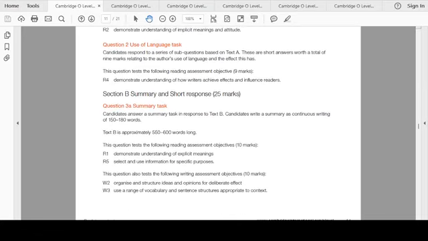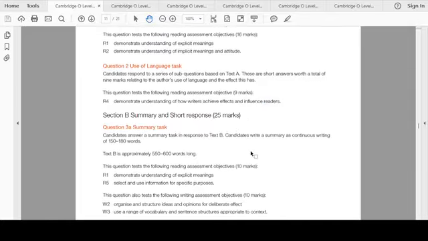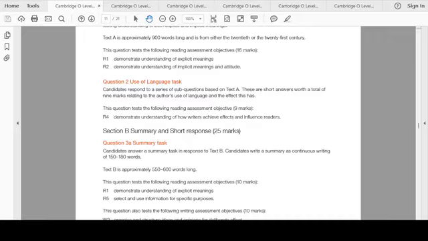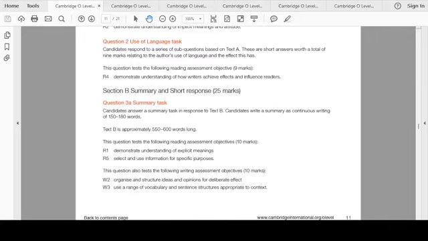Question two is use of language. This is where the writer's effect comes in. So, how writers achieve effects and influence readers. And so, question one is worth 16 marks, question two is worth 9 marks. That brings us to a total of 25. And because question two is part of the comprehension, it will also be based on text A in the insert.